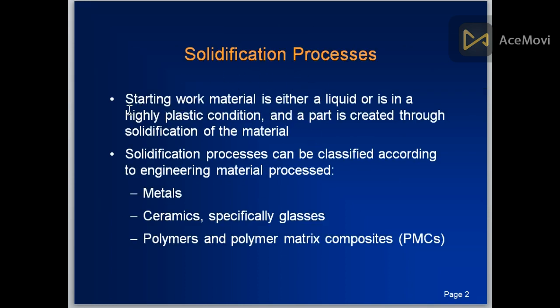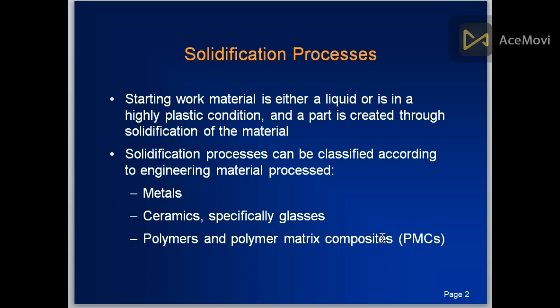Solidification process. Starting work material. When we start this process, the starting material is in the form of a liquid or in a highly plastic condition that can flow, and a part is created through the solidification of metal. Then this molten or highly plastic material is solidified to get the part. Solidification processes can be classified according to engineering material: metals, maybe ceramics, maybe polymers, and maybe PMCs, polymer matrix composites.